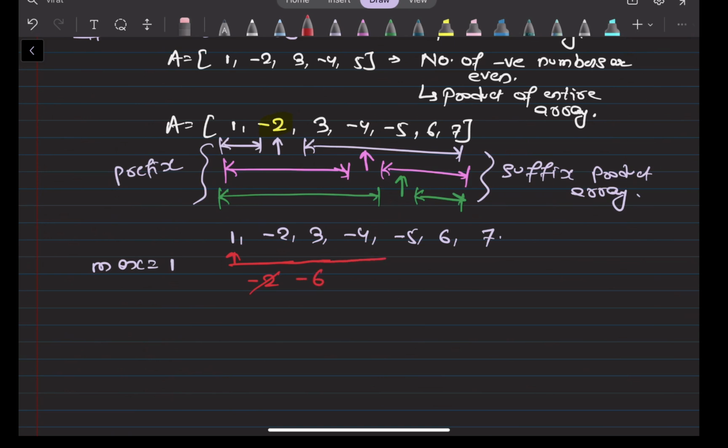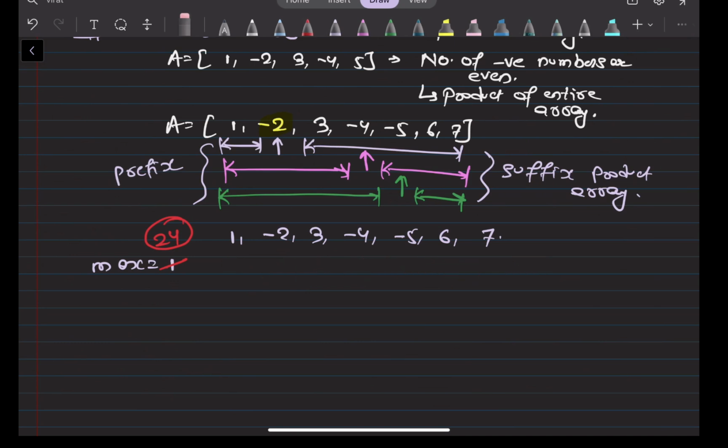Now when we consider minus 4, my prefix product will become 24 and max will get updated to 24. Now if we take minus 5 also, it will become minus 120. Okay, no problem. Now when we take 6 also, it will become minus 720, and when we consider 7 also, it will be 720 into 7, which is minus 5040. So can I say that when we were taking the prefix, we got the answer as 24? Let's start from the suffix also.